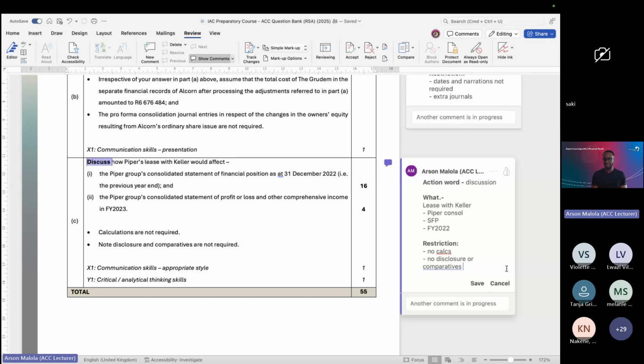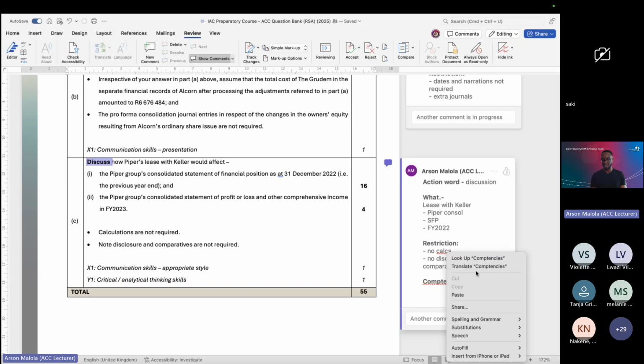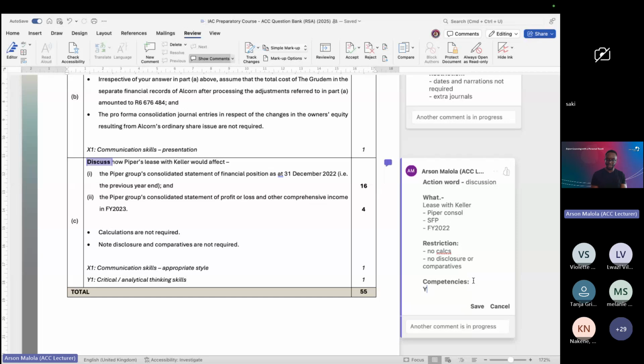Okay. And then obviously, now if I were to add to my framework, because I guess it adapts with the times, I'll probably even add another indicator here just to make sure that I think about the competencies that are now being assessed in this particular format of the exam. Right, so communication obviously always important, but most importantly, Y1, critical thinking.